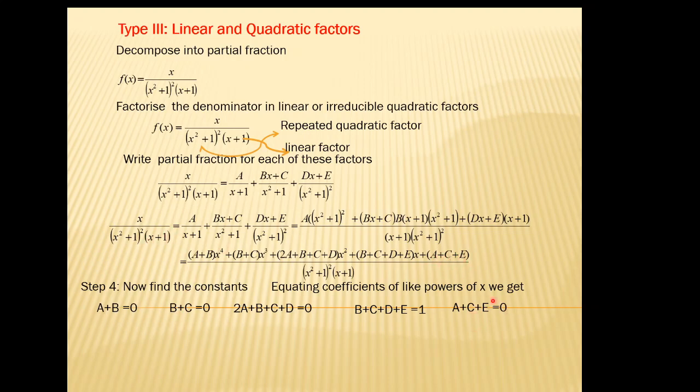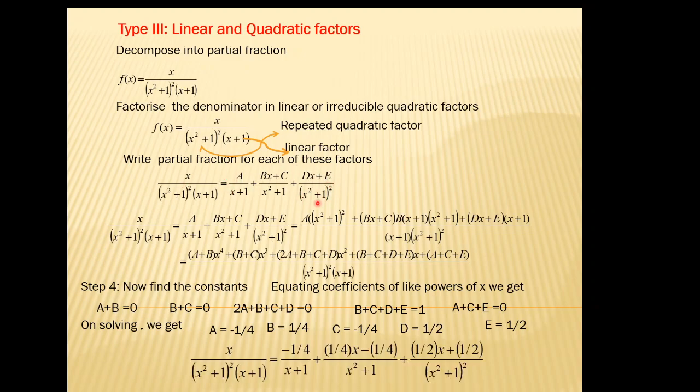So like this we get the system of equations in a, b, c, d, e. We will solve this. What we find is that a is minus 1 by 4, b is 1 by 4, c is minus 1 by 4, d is 1 by 2 and e is 1 by 2. After getting the constants, we will write them in the given partial fraction decomposition, that is this equation.